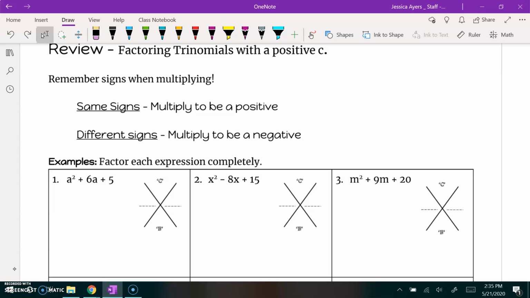Remember, when you're multiplying polynomials, you are distributing everything from the first thing to everything in the second thing. And factoring is just going backwards with that. If you are multiplying two things and they have the same signs, then your answer is going to be positive, whether that's two negatives or two positives. If your signs are different, then when you multiply, your answer is going to be negative. That's what we're going to be focusing on in the later half of this video.